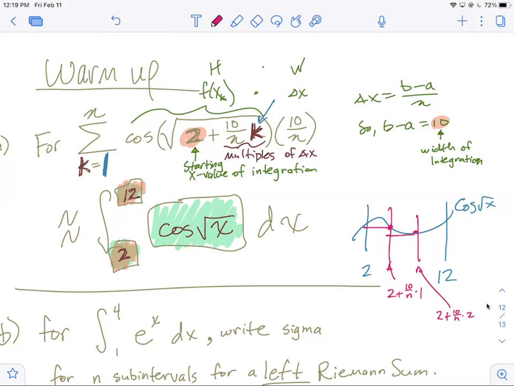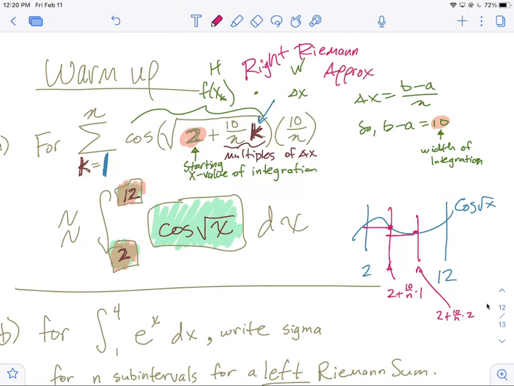What can we easily do to turn it into a left Riemann sum? Just take k equals 1 to n and change it to k equals what? 0, right? If your k started at 0, then when you plug in a 0 for k, your first y value is at 2 plus 10 over n times 0, which is 0. So then you're starting at 2. Okay, so that's really the only difference. So as it sits, this is a right Riemann approximation.